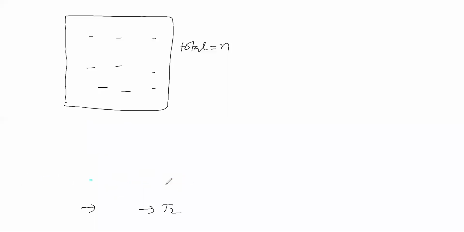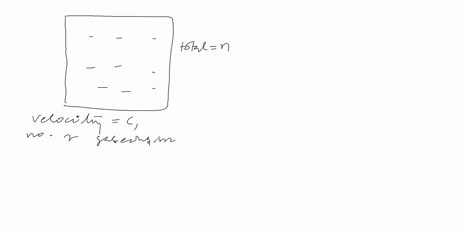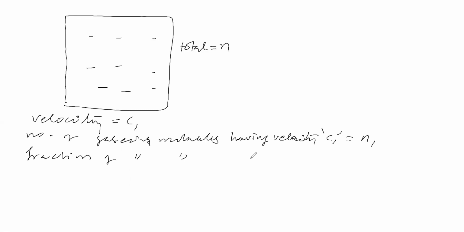When the temperature is T2, how will it be there? That point we will see. Now velocity is equal to c1 we will take. So the number of gaseous molecules having velocity c1 is equal to n1, we said. So the fraction of gaseous molecules having velocity c1 is equal to n1 by n, we said. Sorry, when the temperature is T1.